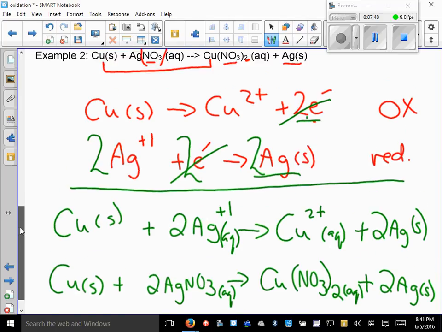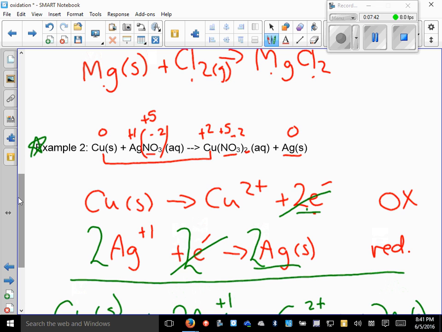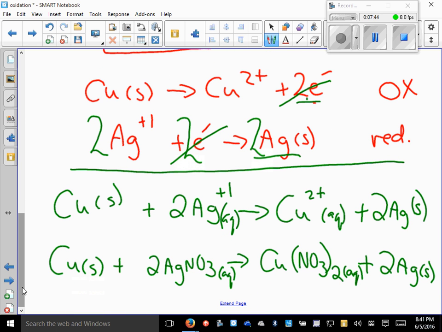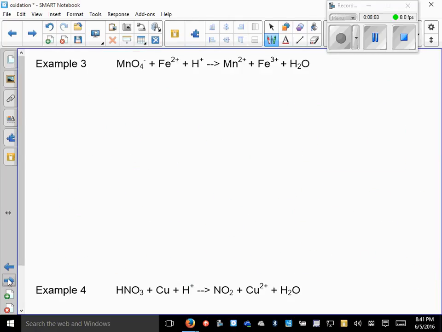And when I say my original equation, I mean what was given to me here. Notice that this equation is now balanced for charge and for atoms. I have 1 Cu, 1 Cu, 2 Ag, 2 Ag, 1 NO3. Here I have 2 NO3. Oh no, I have 2 NO3s, 2 NO3s. So balanced for both charges and atoms.